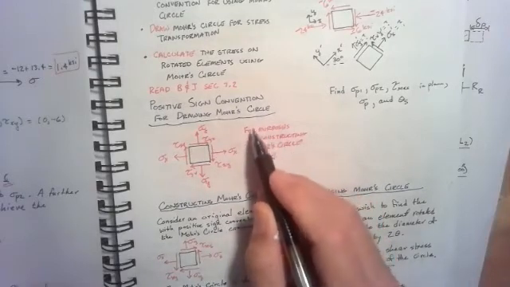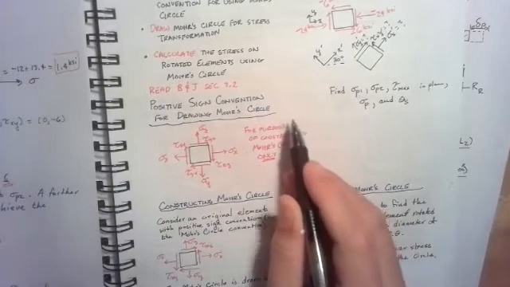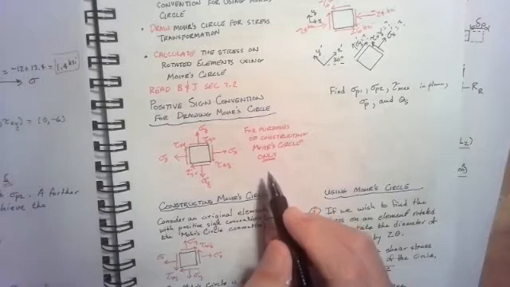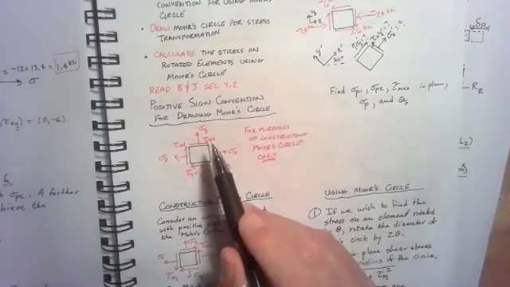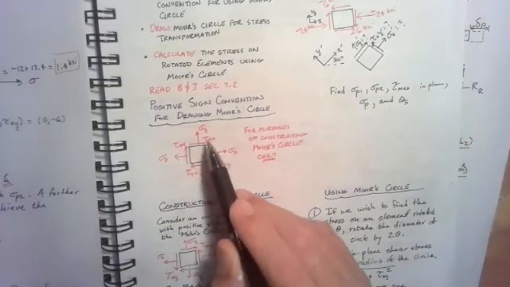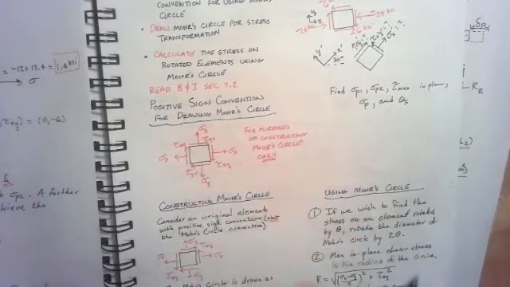So this is only for purposes of constructing Mohr's circle. Otherwise, we would have our normal sign convention where these are both positive when they point at the upper right corner and the lower left corner.